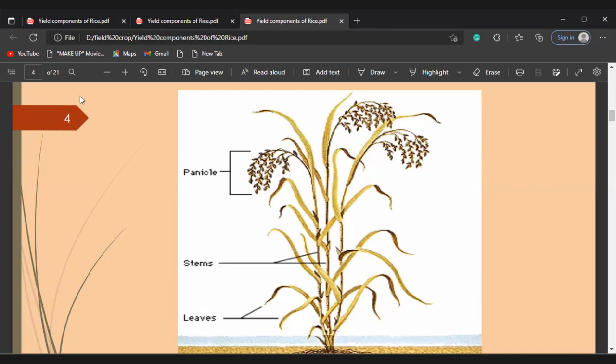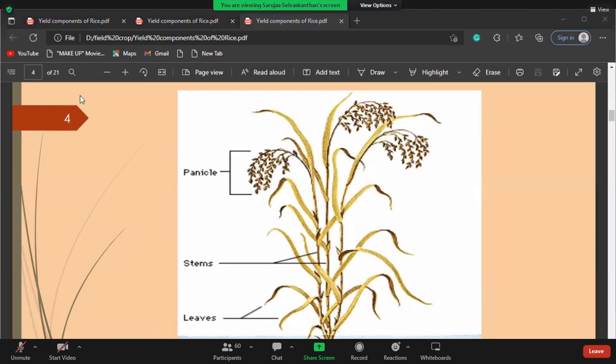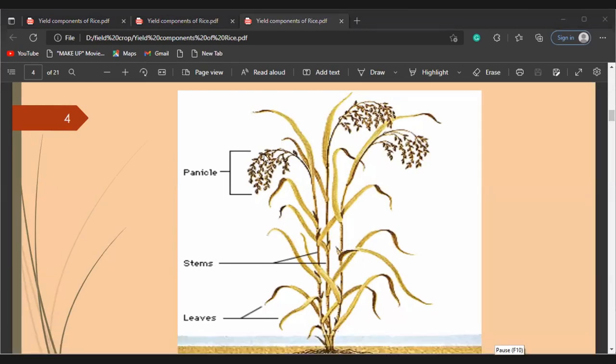Wait a minute. The spikelets we will study in the future, in parts, by cross section of the spikelets. While opening the spikelets, what parts are there? Yes or no? Shall I move to the next?